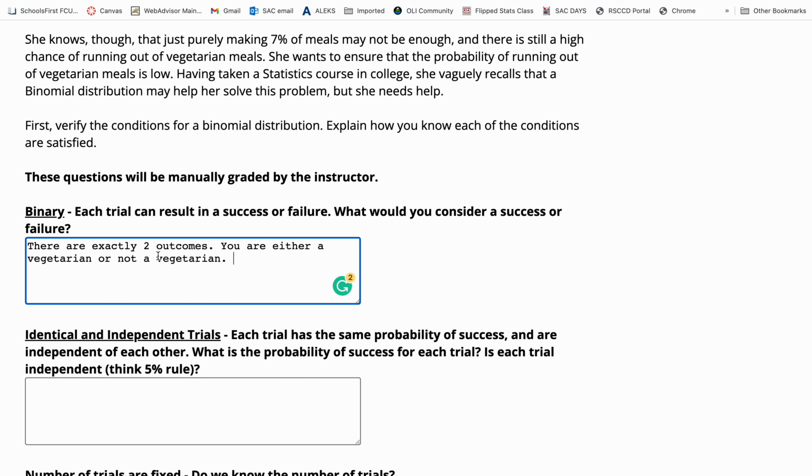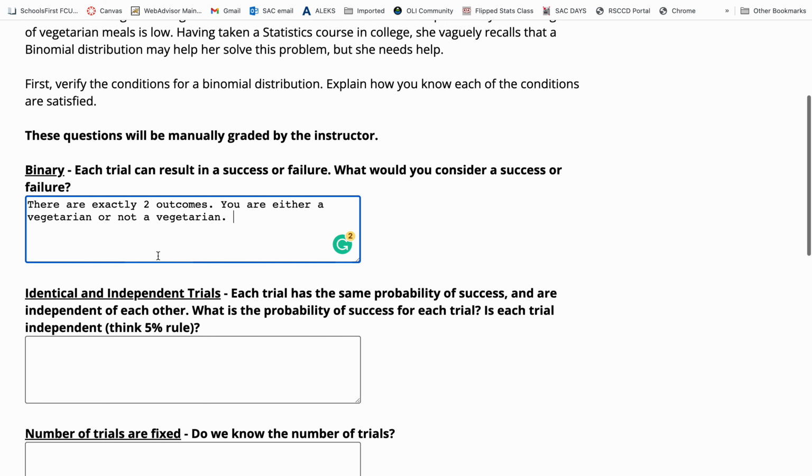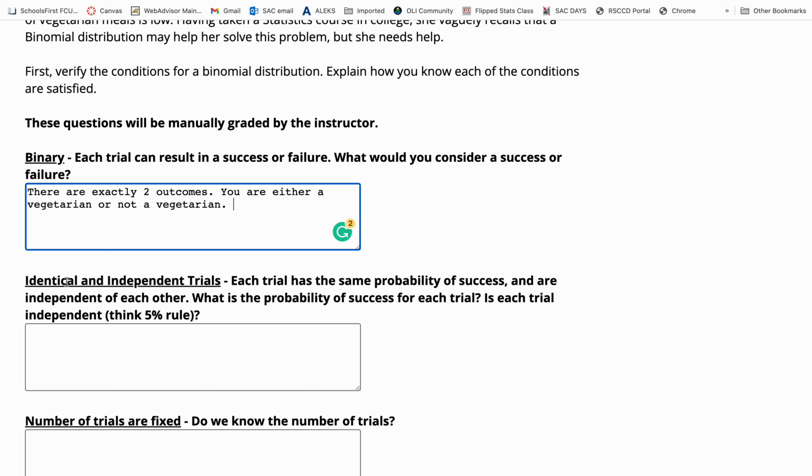I know that there are more than just 2 options for meals, but if we change the options to either vegetarian or not vegetarian, we can use this binomial model. Next, independent and identical trials. Each trial has the same probability of success. They're independent of each other.